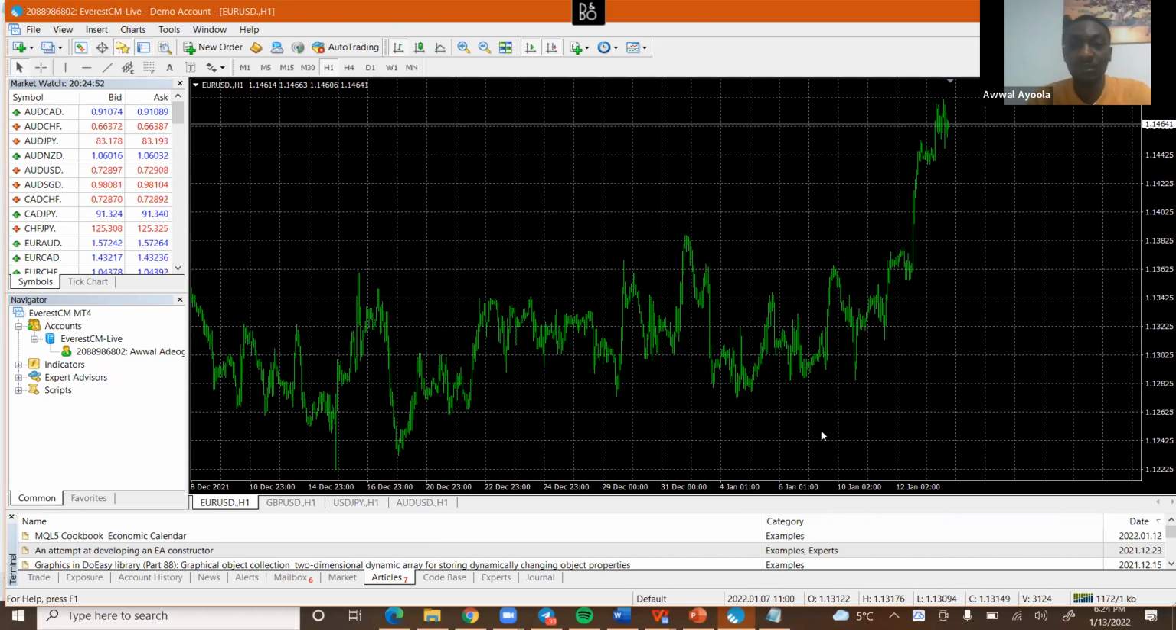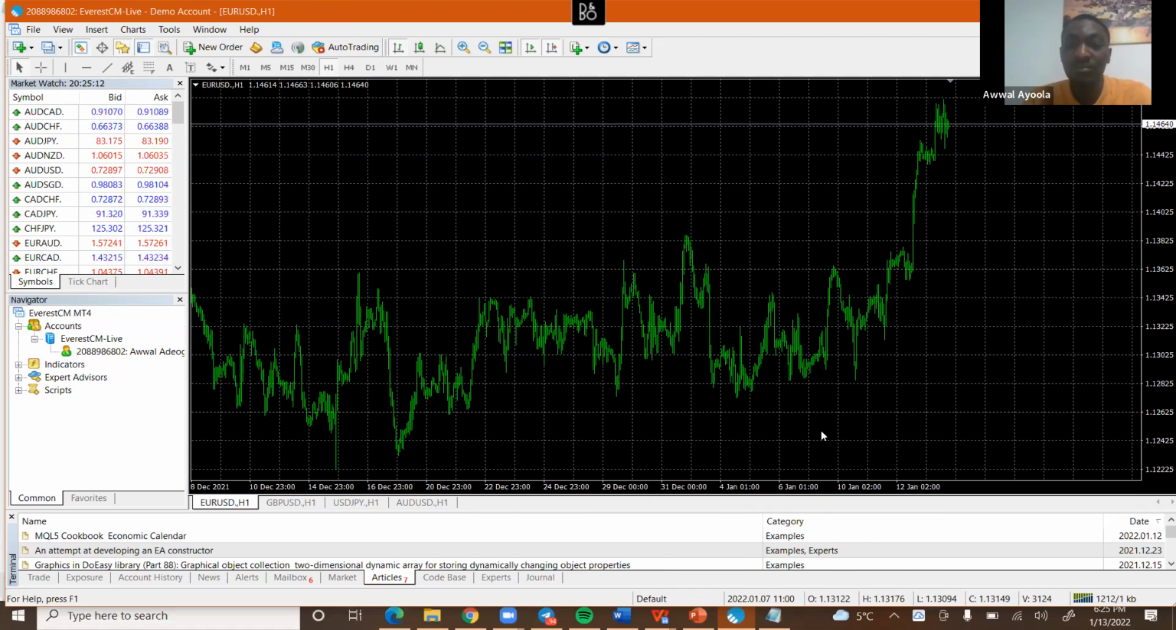So this is how MT4 looks. Basically, what the broker does for you is, first of all, you create a general account with them, like you're opening an account. Once you're done with that, you can then create either a demo account or a live account inside your broker account.